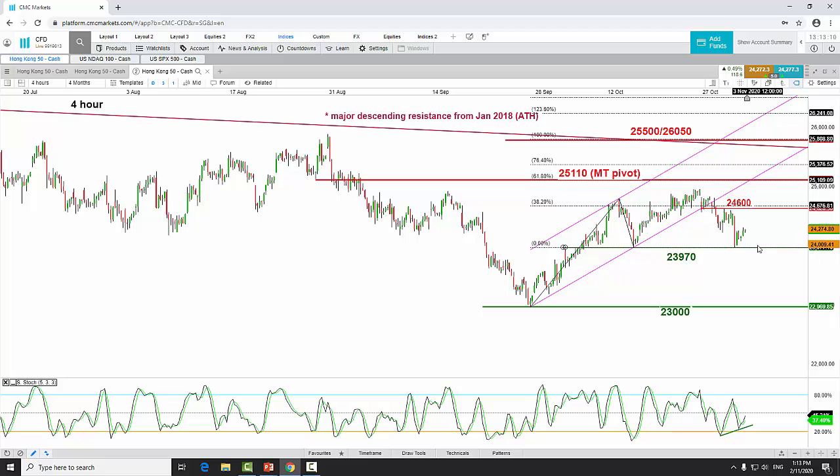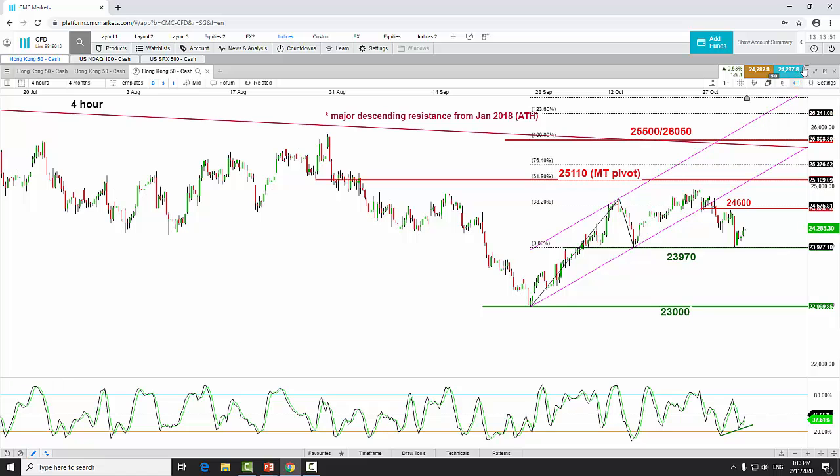A break below 23,970 should see another potential slide towards the medium-term, long-term sideways complex range support at 23,100, pardon me. A daily close above 25,110 should negate this bearish slide scenario within a complex range, to see it retest this major resistance at 25,500/26,050, which is the confluence with the major descending resistance in place since the all-time high in Jan 2018.